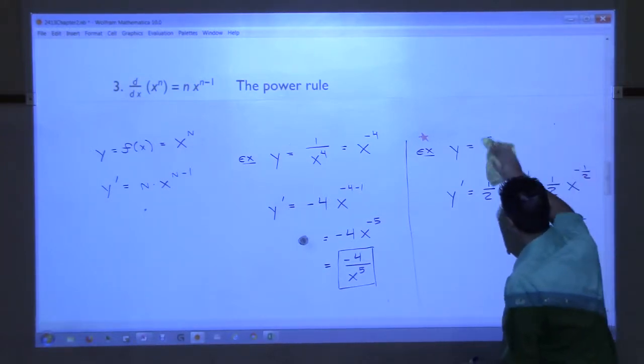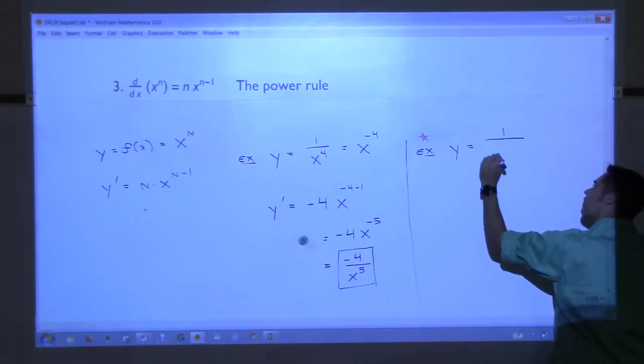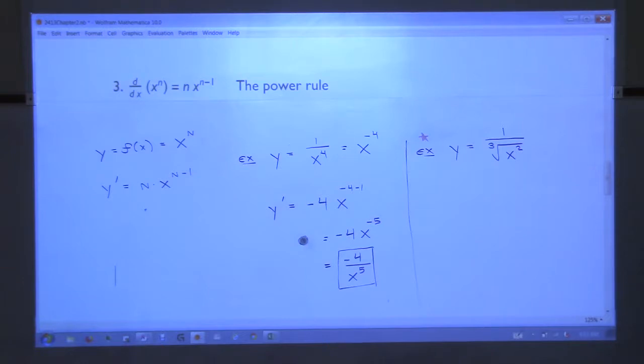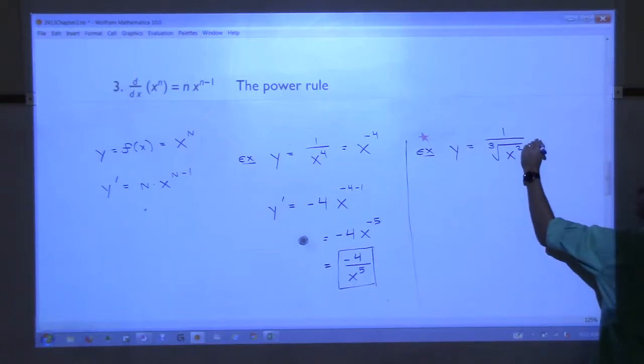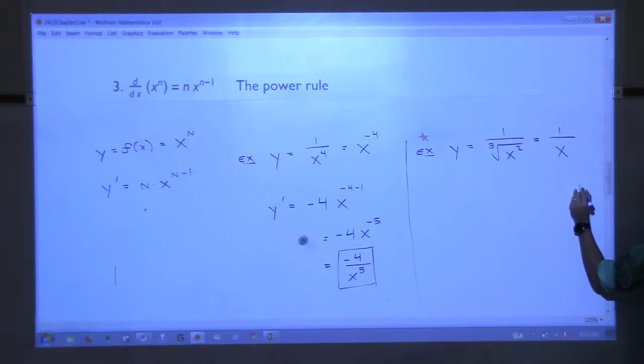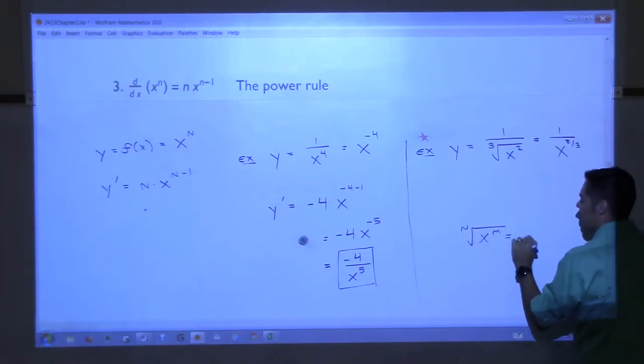We'll do one more. How about 1 over the cube root of x squared? All right, so you first have to try and rewrite that as x to a power. So I'm going to first realize that this is 1 over x to what power? Which one is it? Is it 2/3 or 3/2? It's 2 over 3.